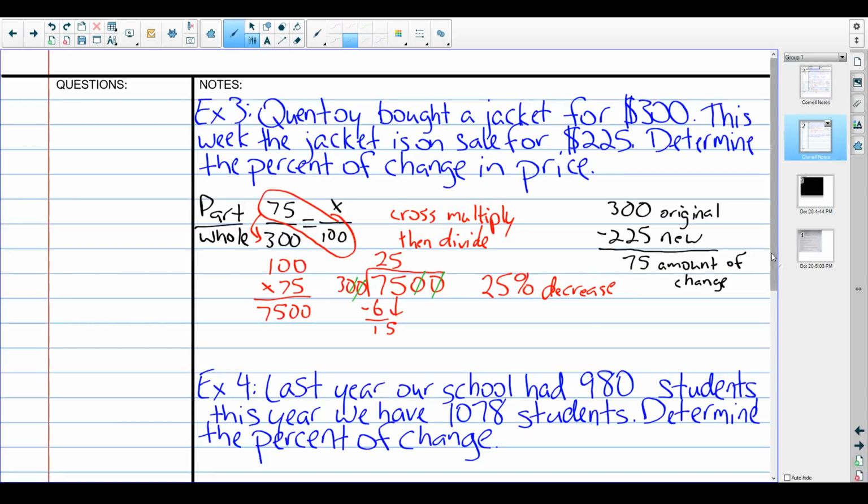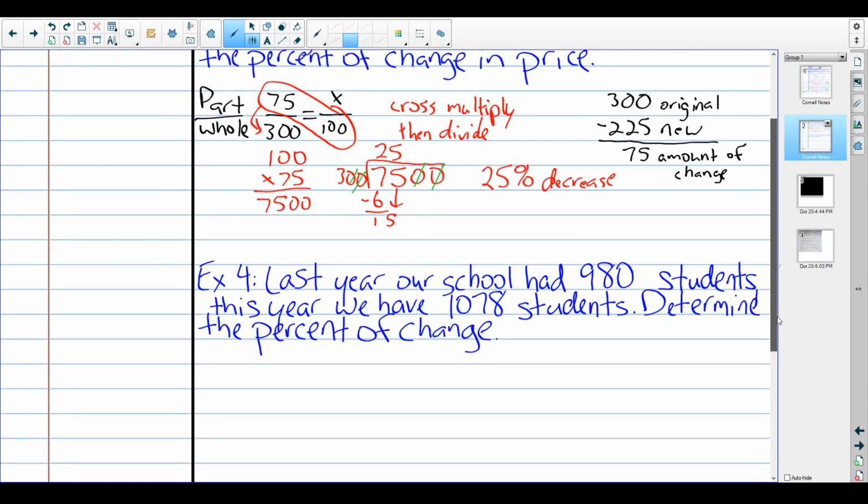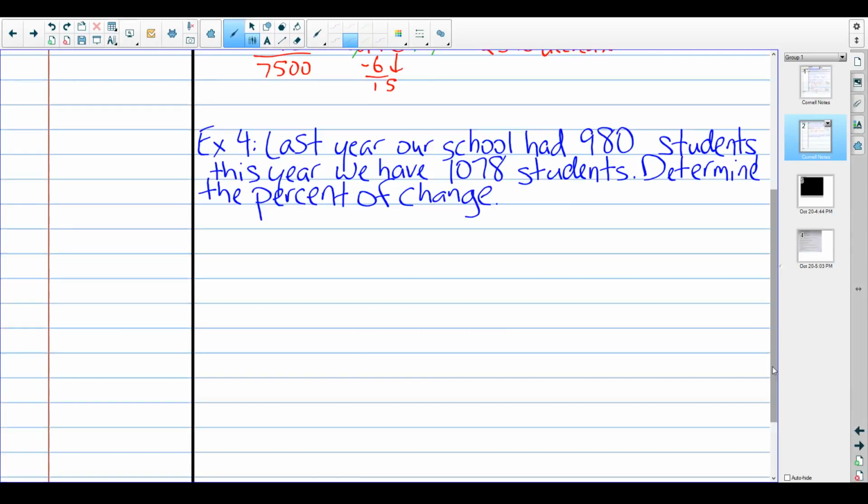Okay, almost done. One more. So last year, the school had 980 students. This year we have 1,078. Determine the percent of change. I don't know if these are real numbers or if we just made them up. Sounds right, 1,078.